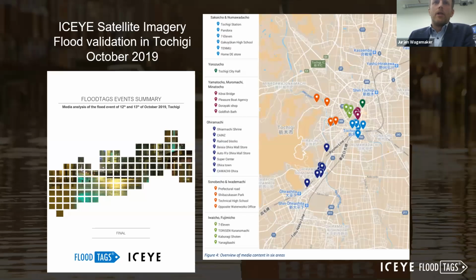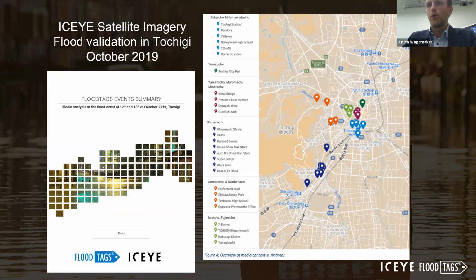Another example is we've been working with ICI. ICI is a satellite imagery provider. They provide for different sectors, maritime, also disaster management, and they provide real-time flood maps as well. You should check them out sometime. And what they wanted to do, as one of the inputs to improve their maps, is look at the content that we could provide as flood tags.